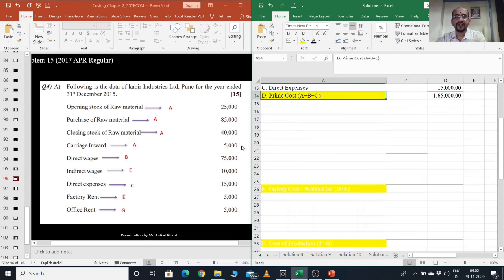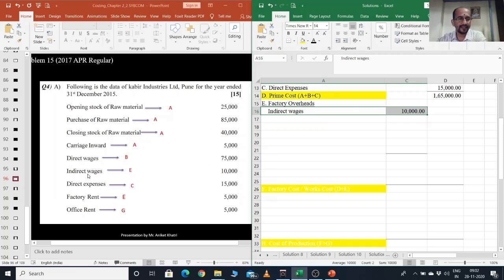1,65,000. Next, we need to write factory overheads. So just go through the items one by one and check the E items. First over here, indirect wages 10,000. So you need to write in the inner column 10,000. Next item is factory rent 5,000. You need to see one by one.